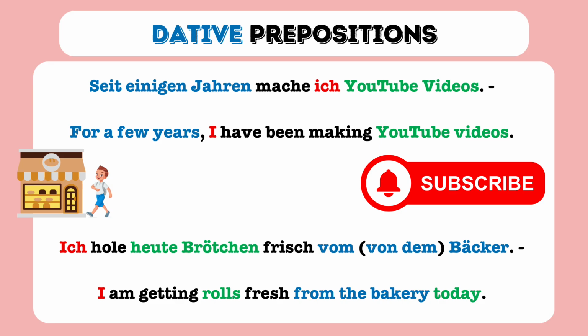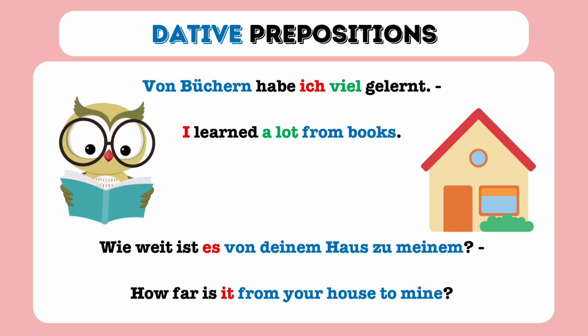This one's a bit confusing, however, because instead of just having von dem and having the letters still stay the same, we have an N changing to an M rather than saying von, if you try to say them together. So we say vom. I am getting rolls fresh from the bakery today. Ich hole heute Brötchen frisch vom Bäcker. Von Büchern habe ich viel gelernt.